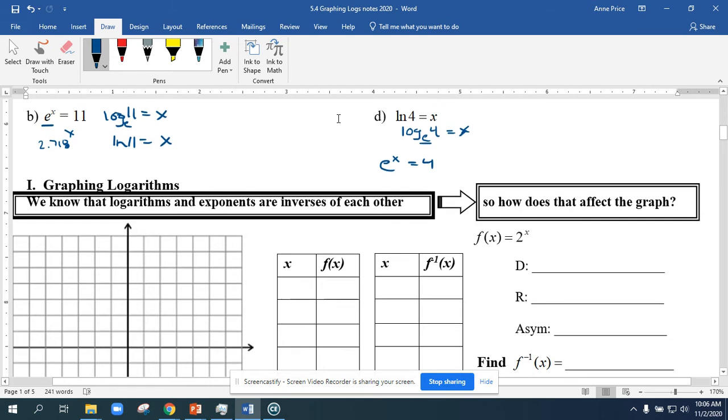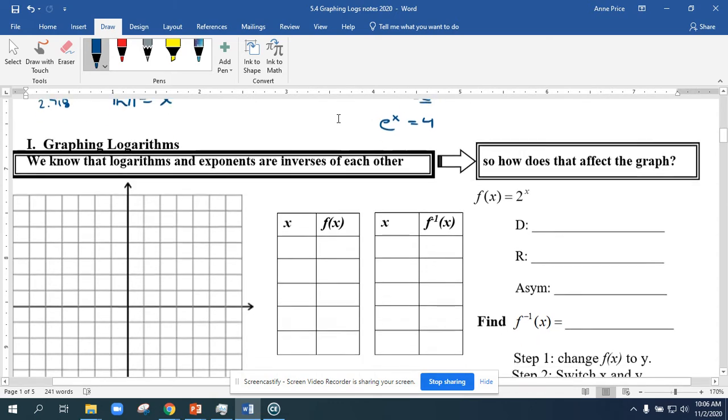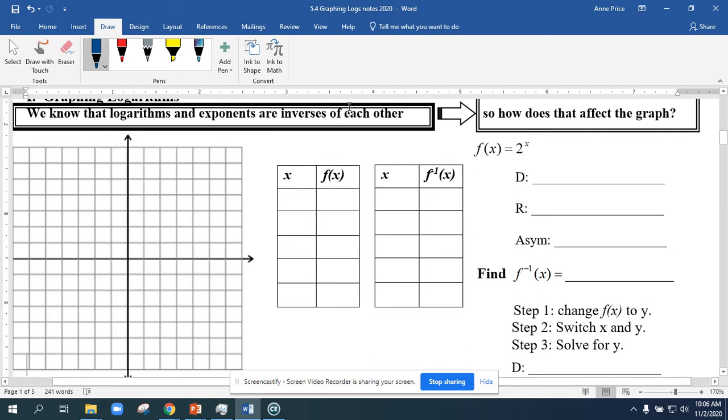So weirdly, though, I'm going to start off with how do we graph 2 to the x with this exponential, but we know that logarithms and exponential functions, I should say, are inverses of each other. So how does that affect the graph? So if we take a look at this, we're going to go ahead and graph. I'm going to purposely pick 2 colors, and I do encourage you maybe to pick 2 colors for your notes tonight. We're going to graph 2 to the x and then its inverse, which will be the logarithmic function.